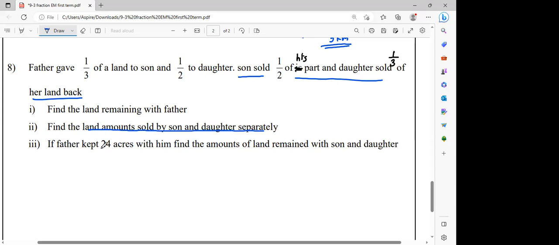If father kept 24 acres with him, find the amount of land remained with son and daughter.